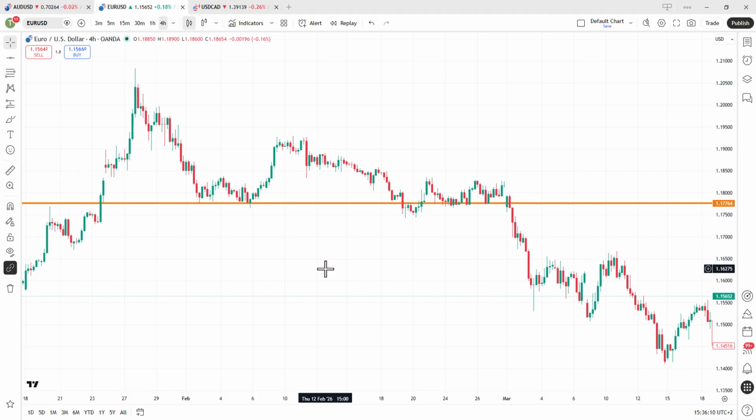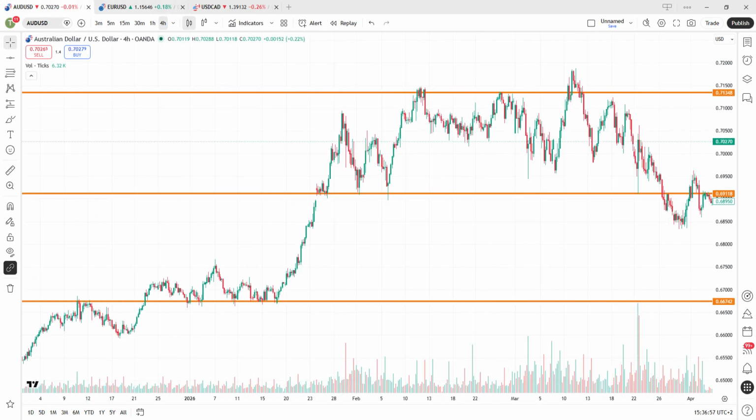You can identify major zones on higher time frames and then zoom into lower time frames to look for trade setups. To summarize, the best support and resistance zones often have multiple touches, strong reversals, and large price reactions. The more times a level has been respected, the more attention traders tend to give it.